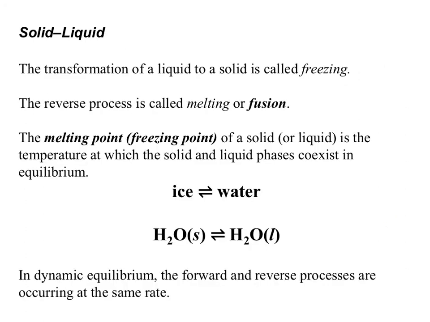The transformation of a liquid to a solid is called freezing. The reverse process is called melting or fusion. The melting point of a solid or the freezing point of a liquid is the temperature at which the solid and liquid phases coexist in equilibrium. In dynamic equilibrium, the forward and reverse processes are occurring at the same time.